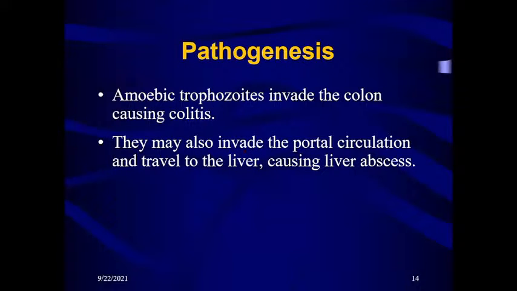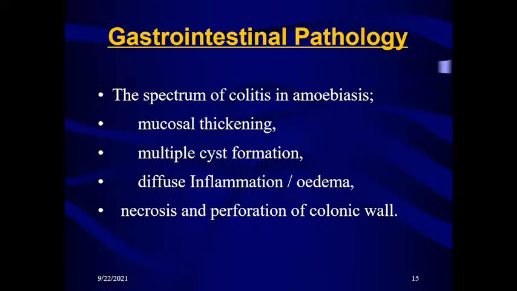Pathogenesis. Amoebic trophozoites invade the colon, causing colitis. They may also invade the portal circulation and travel to the liver, hence causing liver abscesses. The spectrum of colitis includes one. You see mucosal thickening. There is more, and these are gross findings when you do colonoscopy or autopsy specimen. You see multiple cyst formations, diffuse inflammation and edema, necrosis and perforation of the colonic wall.